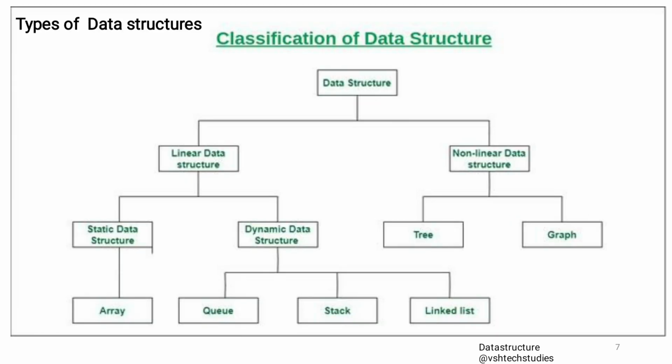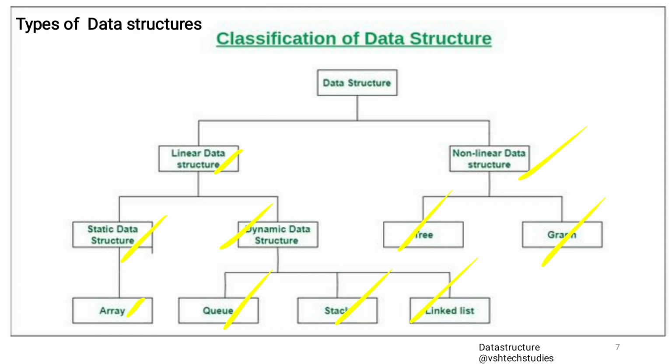In the classification of different data structures, we can see that they can be broadly classified into two types: linear data structures and non-linear data structures. Under linear, again there are different types: static or dynamic. In a static data structure, we have the array type. In dynamic data structures, we have queues, stacks, and linked lists. Under non-linear, we have trees and graphs.